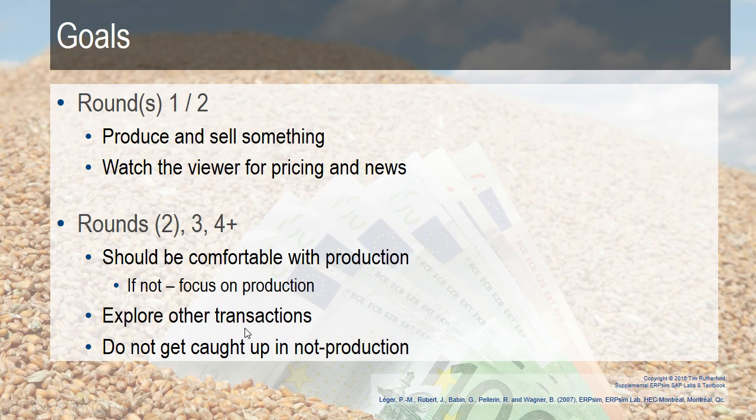So again, your goals, rounds 1 and 2, produce and sell something. Just keep your production process going. So watch the viewer for pricing and news, so you can see what's going on with those, but really work on production. Once you get more comfortable with that, then you can start looking at other things, exploring the other transactions, but really don't get caught up in something that's not production.